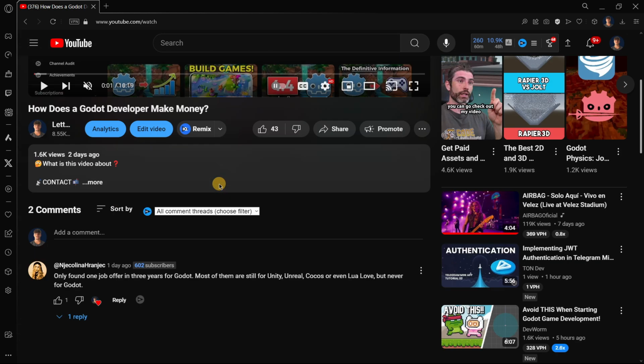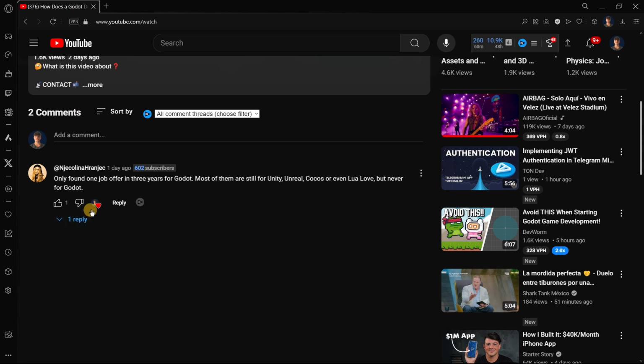And actually this comment caught my attention, because here we can see: "Only found 1 job offer in 3 years for Godot. Most of them are still for Unity, Unreal, Cocos, or even Lua Love, but never for Godot." So this is also something that you really have to consider when choosing or switching to Godot. If you want to get, let's say, a formal job at a company developing games directly for the company, it is going to be mostly impossible, okay, right now.